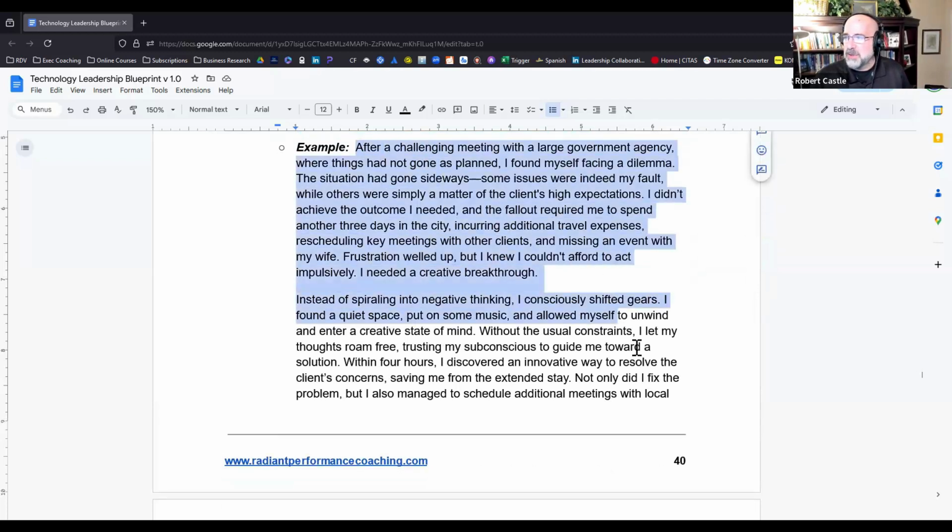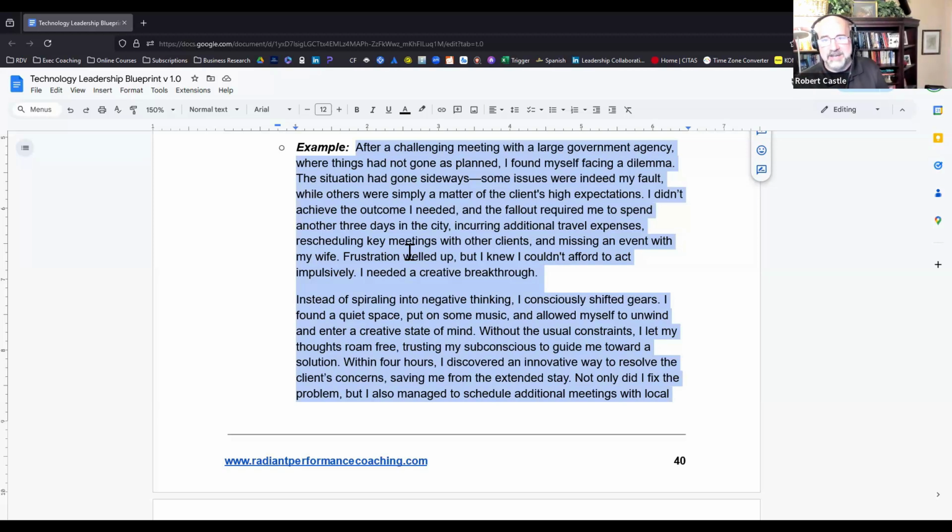After a challenging meeting with a large government agency where things had not gone as planned, I found myself facing a dilemma. The situation had gone sideways. Some issues were indeed my fault, while others were simply a matter of the client's high expectations. I didn't achieve the outcome I needed, and the fallout required me to spend an additional 3 days in the city, incurring additional travel expenses, rescheduling key meetings with other clients, and missing an event with my wife. Frustration welled up, but I knew I couldn't afford to act impulsively. I needed a creative breakthrough.